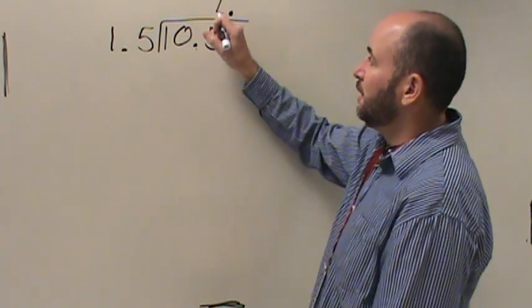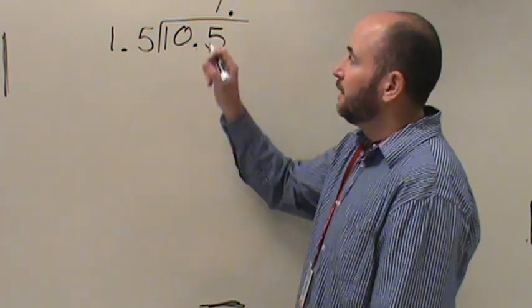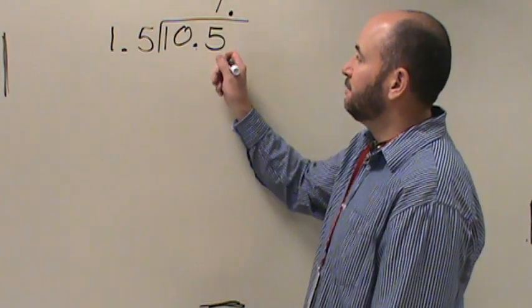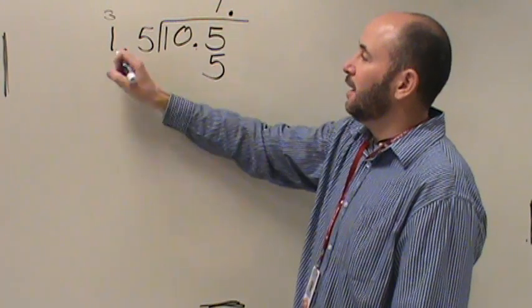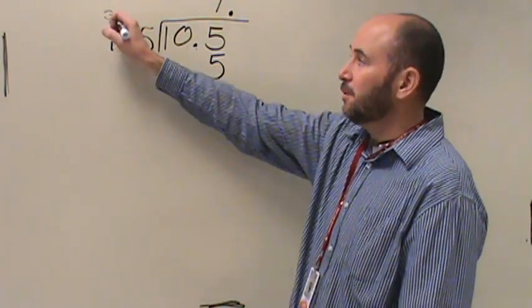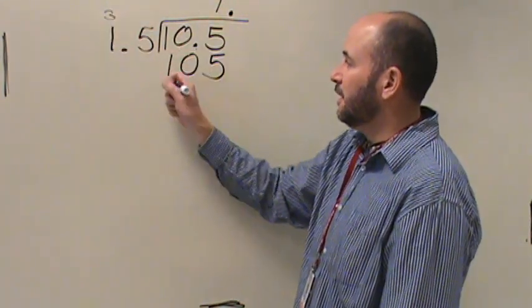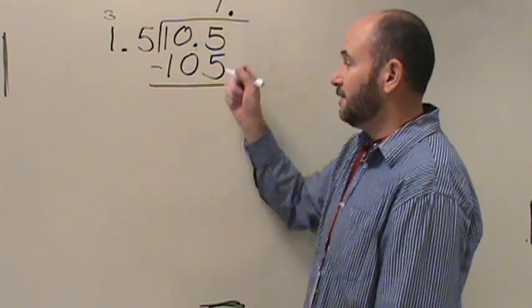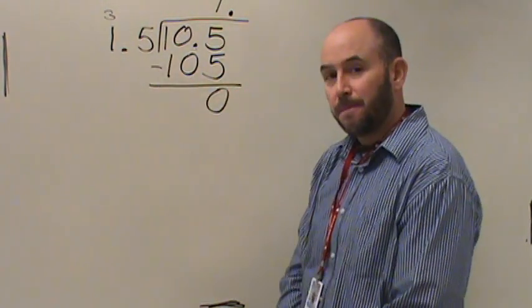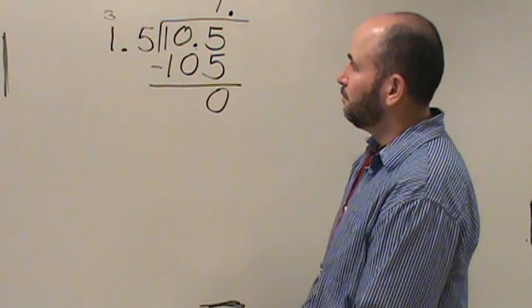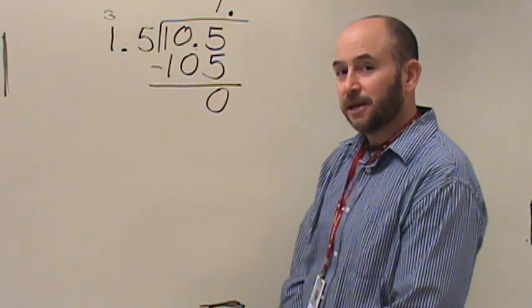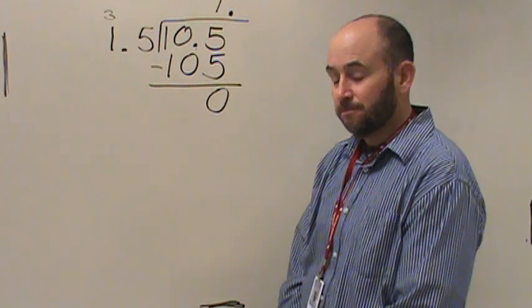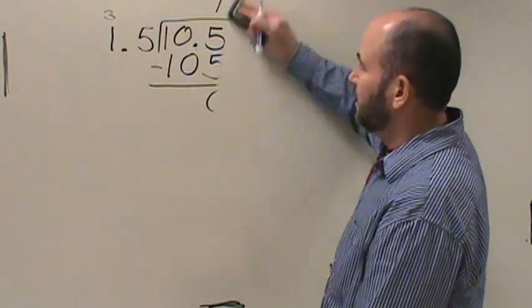7 will then be the whole number 1. 7 times 5 is 35. 7 times 1 is 7, plus 3 gives you 10. Subtract, and you have 0. And that's how you solve that problem. So your answer is the whole number 7, and that is a terminating decimal. Let's erase and try another one.